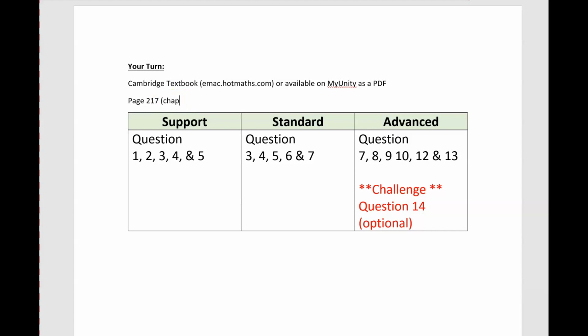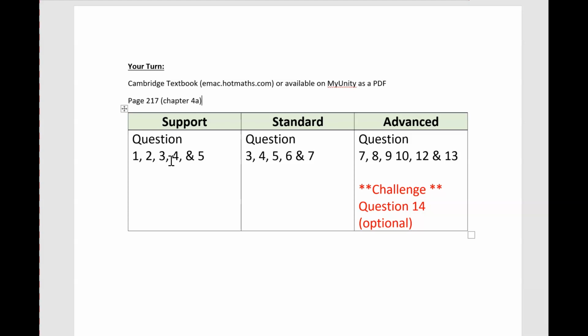Chapter 4A. If you're going to choose your differentiation, you're going to choose from 3 different levels. If you choose the support questions, remember these don't get you up to the high C-B level. These give you more structure and more support. They're not there to get you a really good grade. So choose wisely. The support questions are questions 1, 2, 3, 4, and 5. If you're choosing those ones, you're going to want to log on and have a look at our support video, which will take you through how to do those.